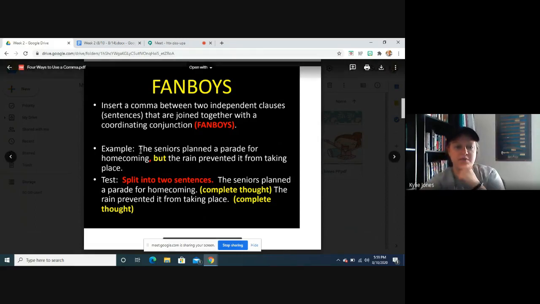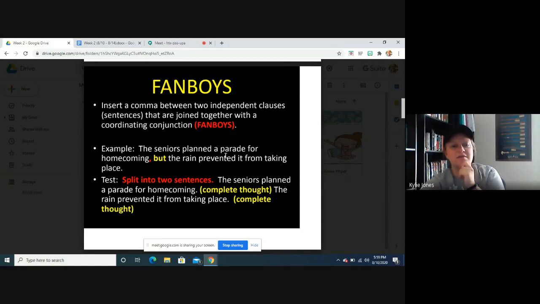So our example here says, the seniors planned a parade for homecoming, but the rain prevented it from taking place. So that split up two sentences. So right, there's the seniors planned a parade for homecoming. That could stand all by itself. Then you have the word but in between. Then it says the rain prevented it from taking place. If you looked at the rain prevented it from taking place, it stands all on its own. So the word but right here splits those two sentences, and you always have a comma before the fanboy. Okay, that's the big thing.